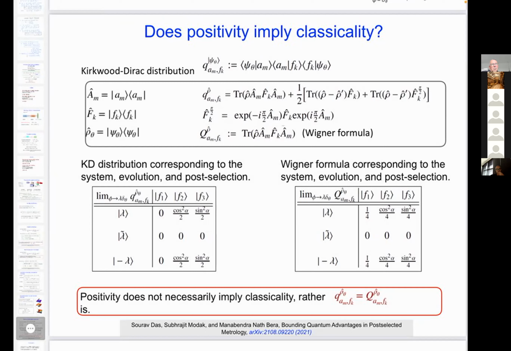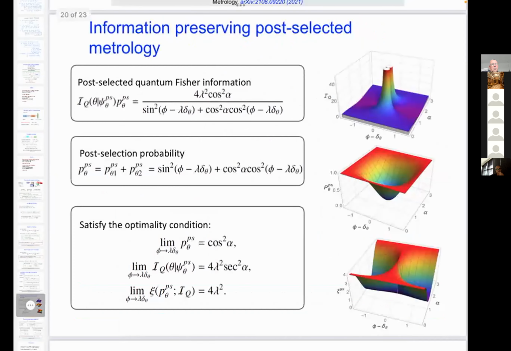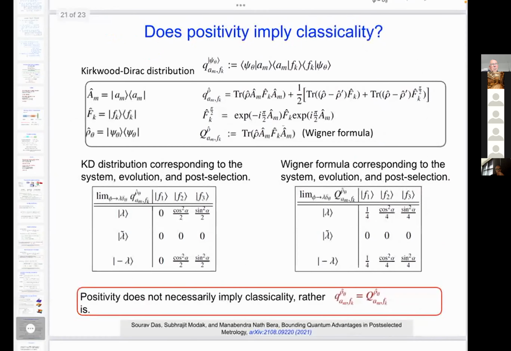How is your notion of non-classicality manifested? You can see the first slide. In this experimental setup, your notion of non-classicality is manifested via your information going towards infinity. So our conclusion is positivity doesn't necessarily imply classicality. Rather, the condition that is more restricted, at least in terms of this protocol, that you have to satisfy is that the small q and capital Q have to be equal.